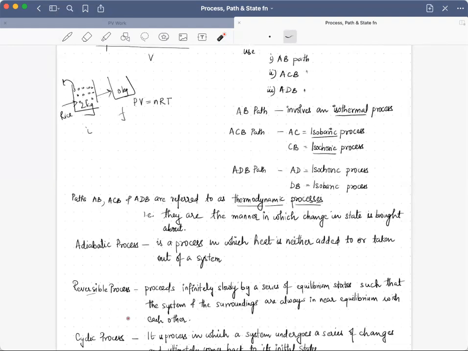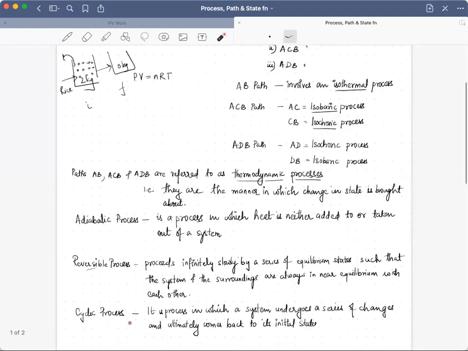Then we have another kind of process, which is the cyclic process. This is pretty simple to understand because it means, suppose a system in initial state I moves to a final state B, and then it comes back to its original initial state. So this change in process, where the system undergoes the change and comes back to its initial state, such a process is referred to as the cyclic process.